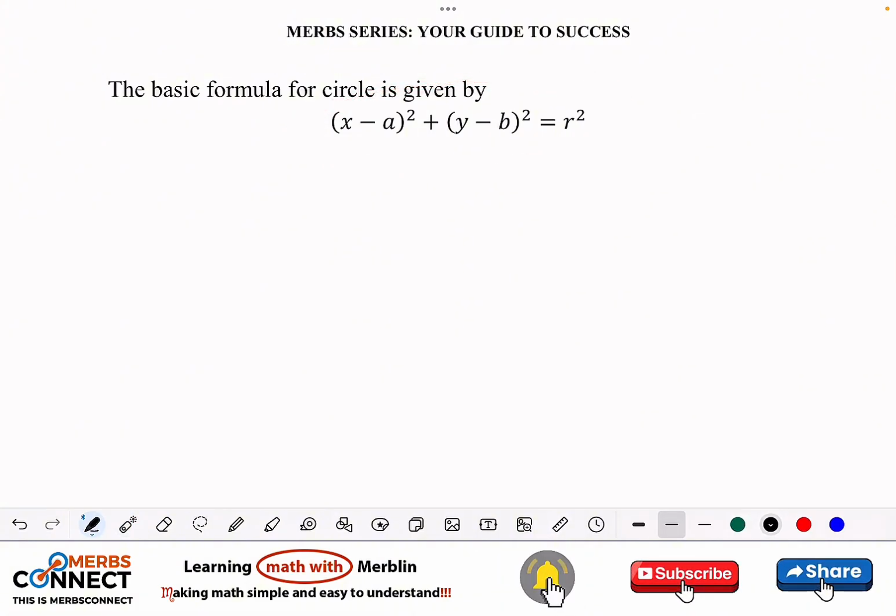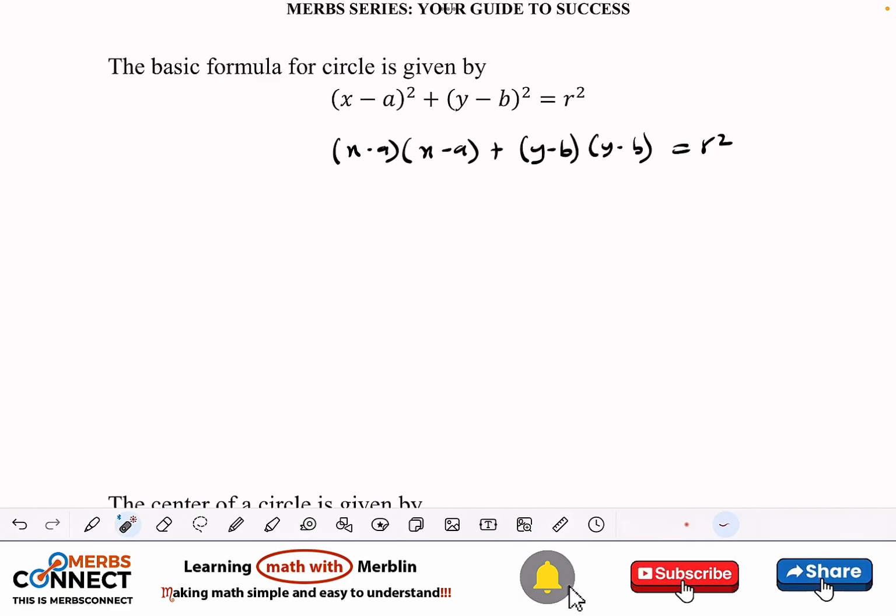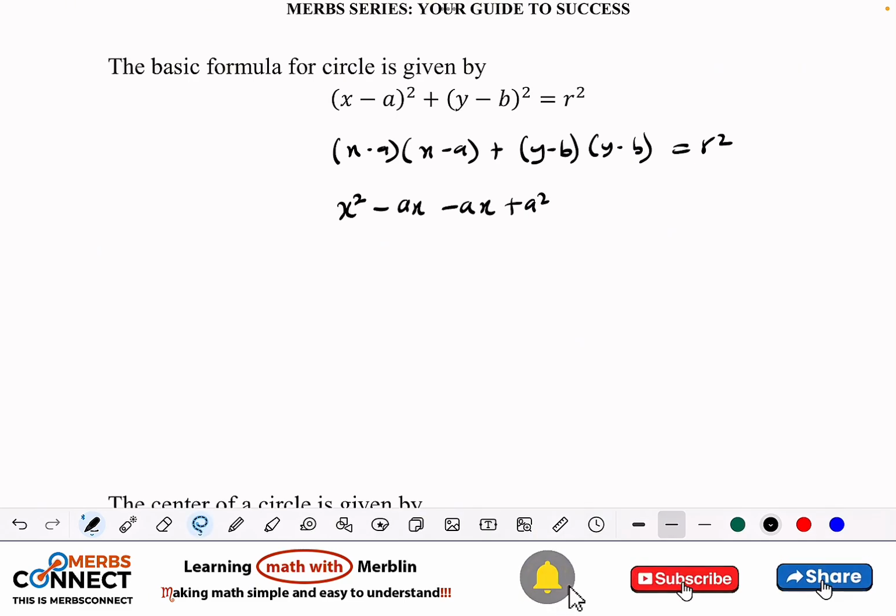So how can we do this? This is the same as (x − a)² + (y − b)² = r², right? So let's try and expand that. x times x, x times a, and then a times a. So this is going to give us x² − ax, minus another ax, plus a².